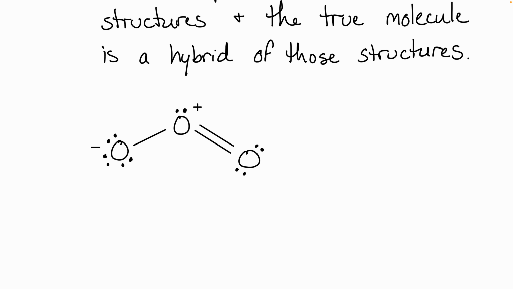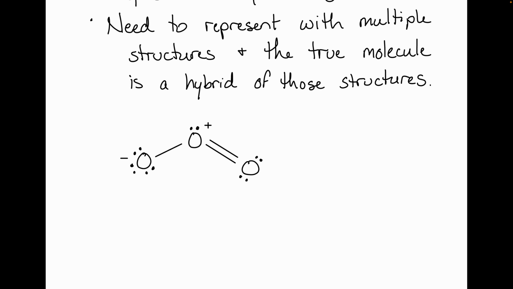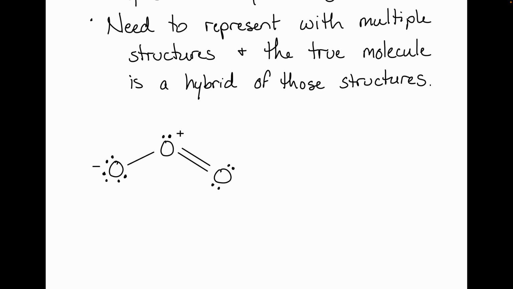So this one structure here does not accurately represent an ozone molecule. An ozone molecule doesn't have one double bond and one single bond. Instead, we need to put another resonance structure down. We use these resonance arrows here, these two-headed arrows. This is specific to resonance structures, so this is a resonance arrow.